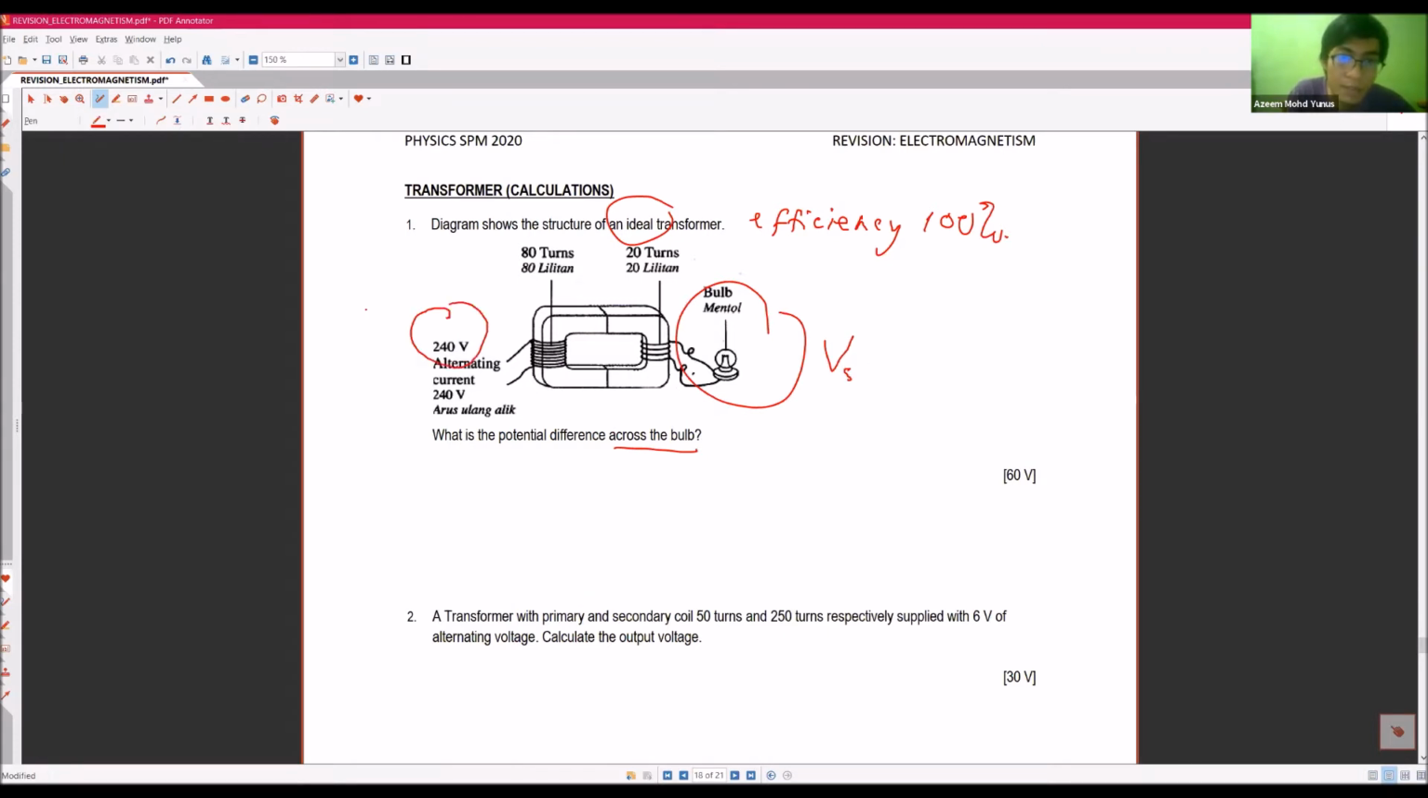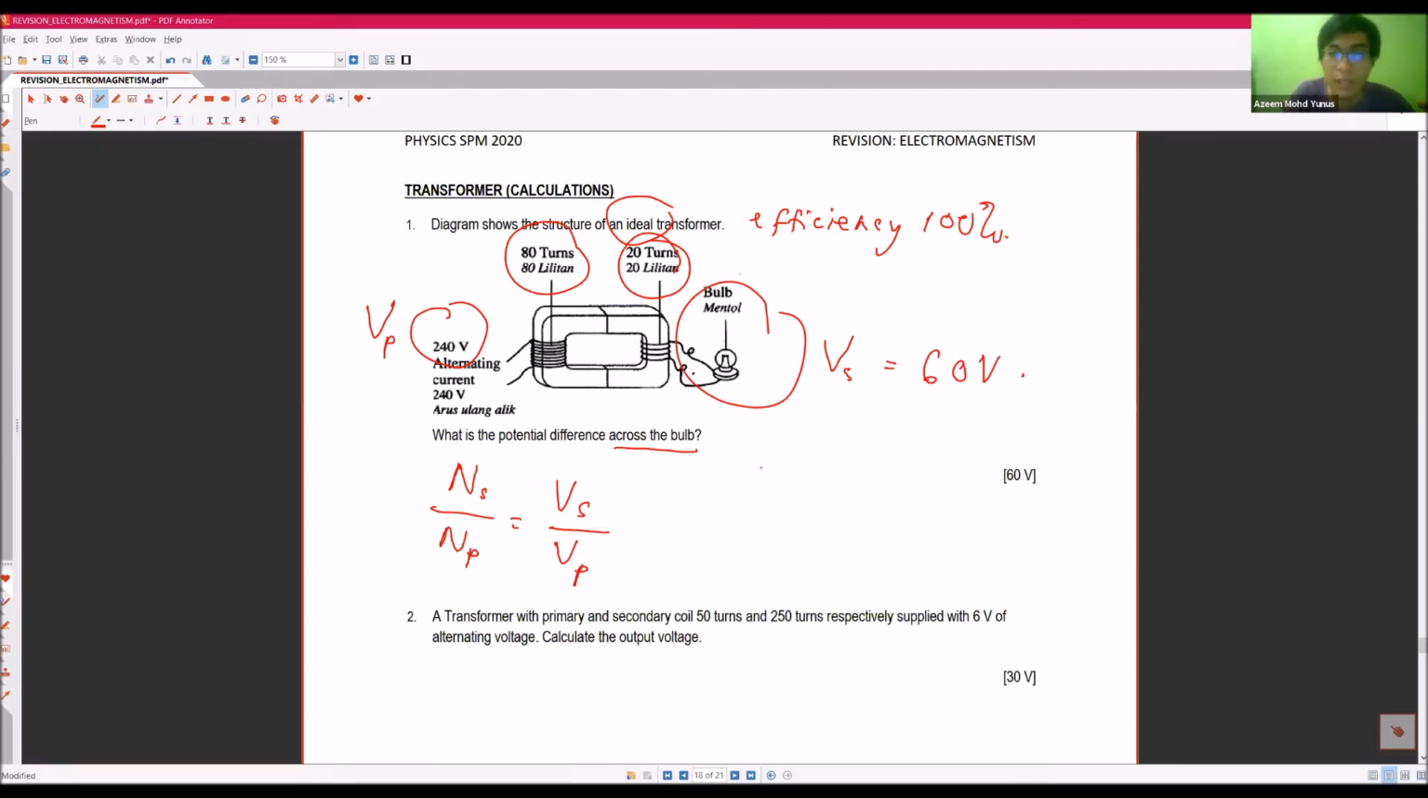So this is the primary, 240 volts. So this is the number of turns. We can use a ratio here: NS over NP, VS over VP. So this is basically the ratio. How much from 80 to 20? 4 times. So that means 240 must be reduced 4 times as well. This is going to be 60 volts.